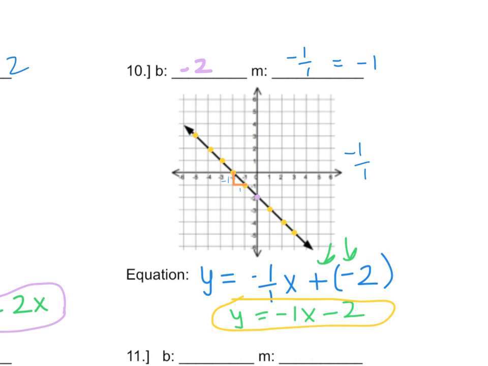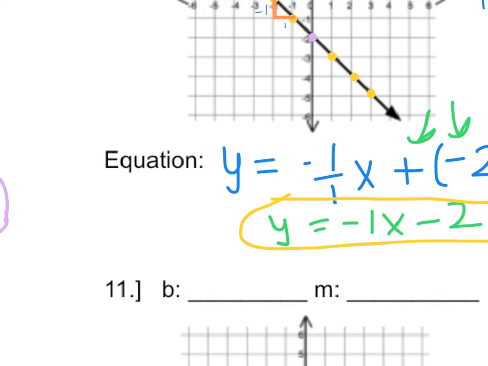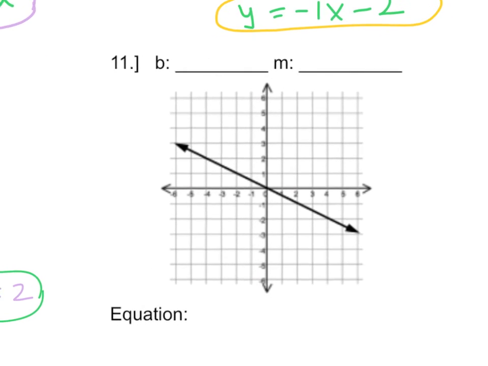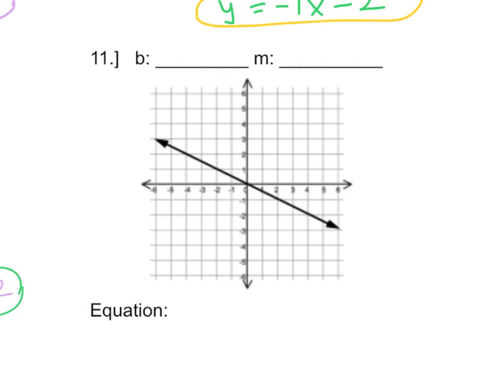Okay, number 11. Here we go. Okay, begin at the B. The B is right there, right in the origin. So our B is 0. Find your lattice points. Find good points on the line. There's a good point. There's a good point. Up a little bit. There. Okay, they're evenly spaced. Those look good.